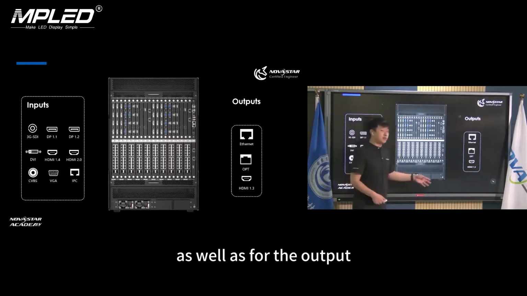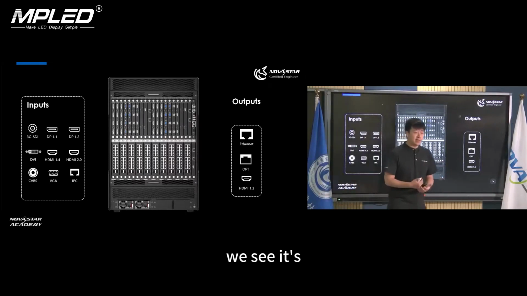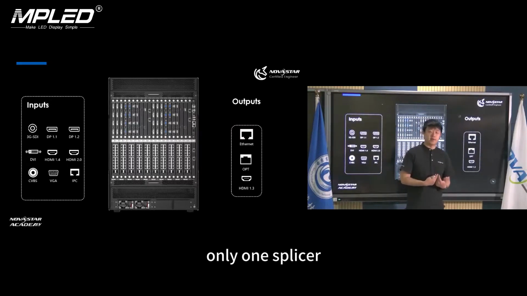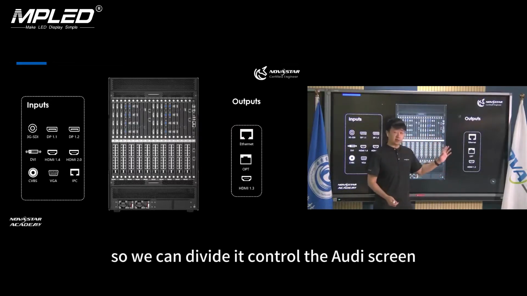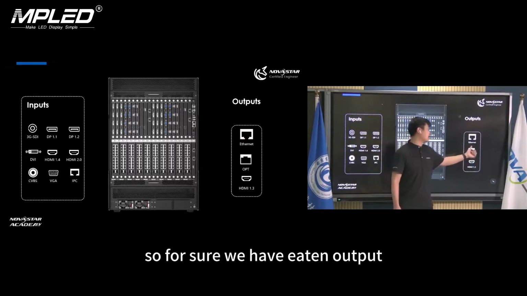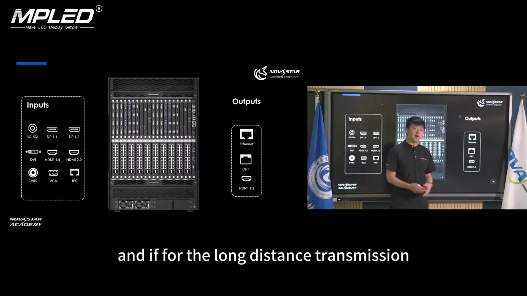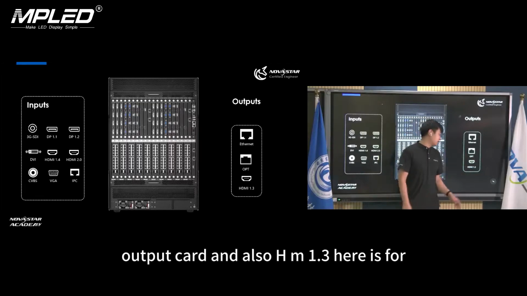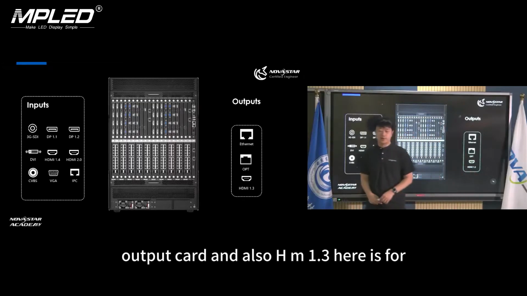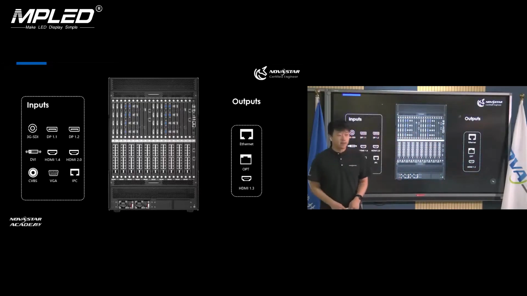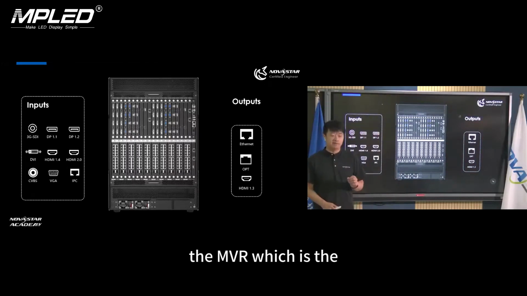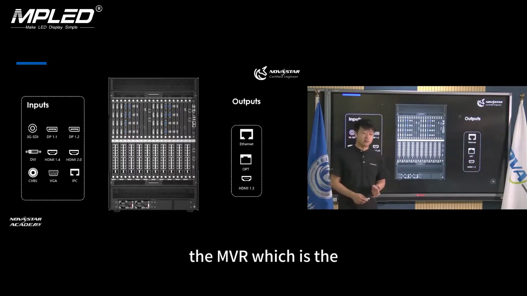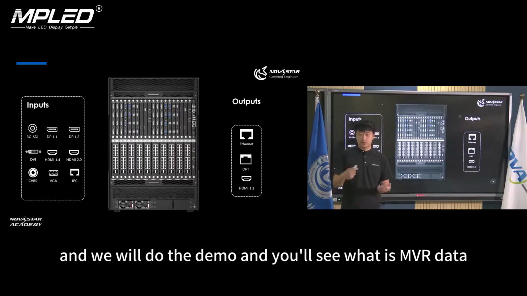As well as for the output, we see it only in one splicer, so we can directly control the LED screen. So for sure, we have Ethernet output. And for long distance transmission, we have the optical fiber output card. And also HDMI 1.3 here is for the MVR, which is the preview window. And we will do the demo, and you'll see what the MVR is later.